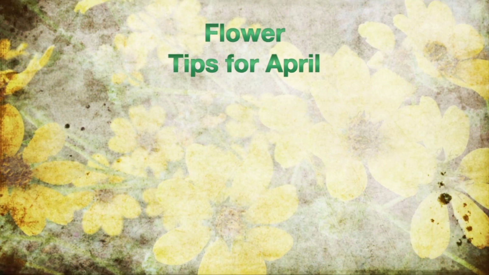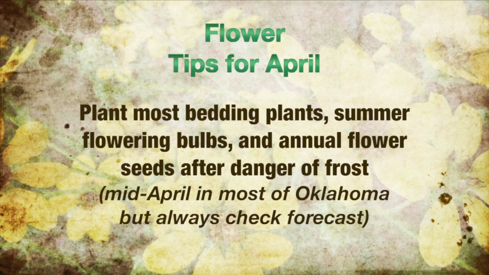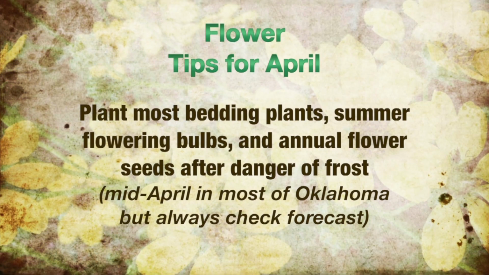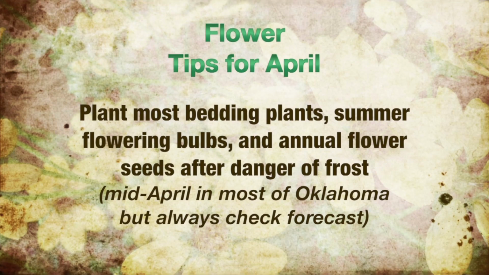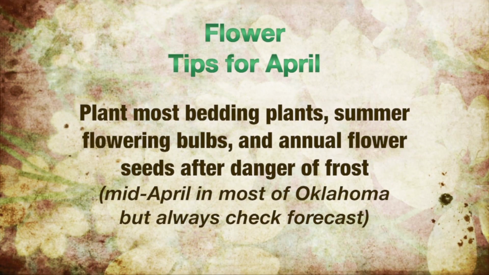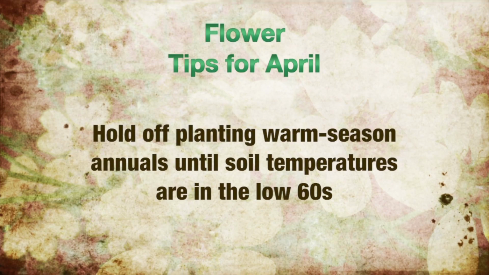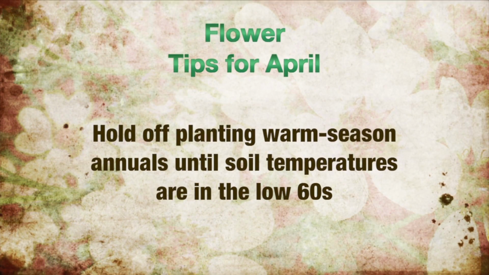The flower tips for April are: most bedding plants, summer flowering bulbs, and annual flower seeds can be planted after danger of frost. This happens around mid-April in much of Oklahoma. Hold off mulching these crops until spring rains subside and soil temperatures warm up. Warm season annuals should not be planted until soil temperatures are in the mid-60s.